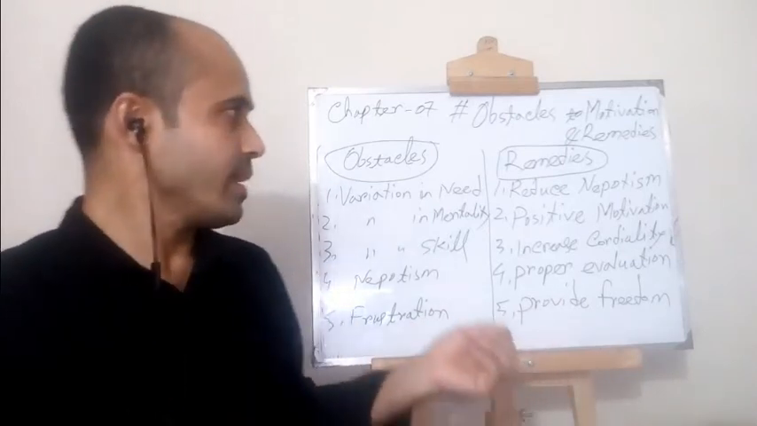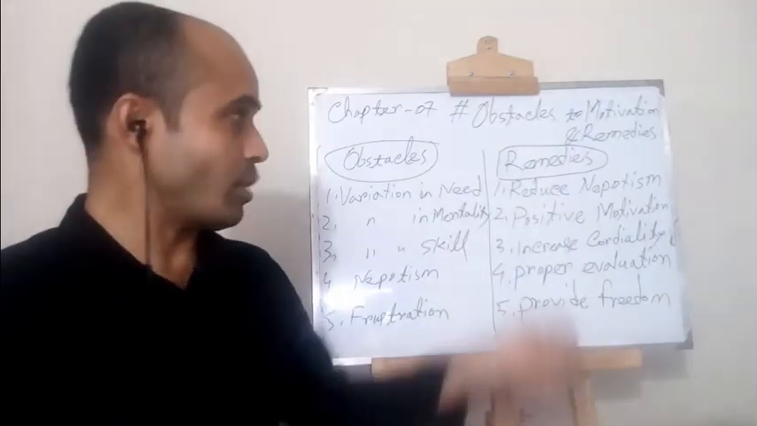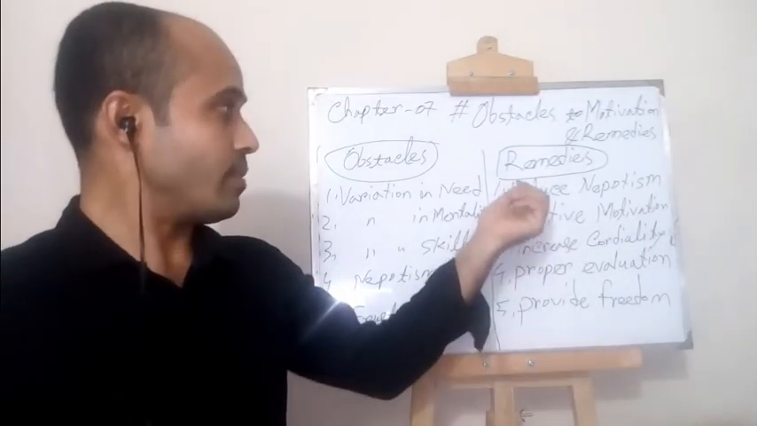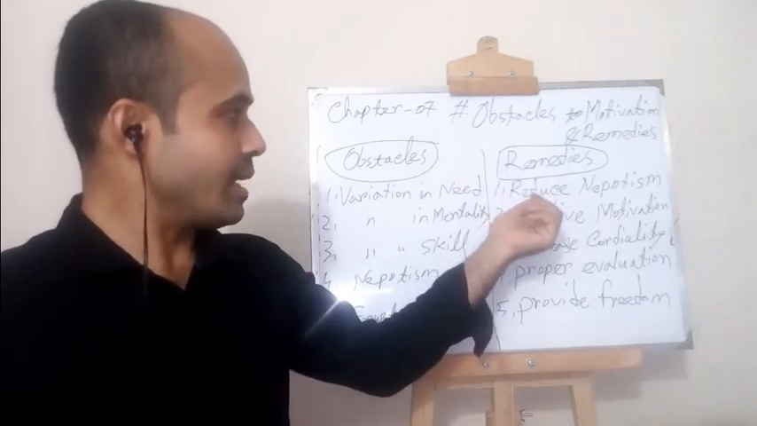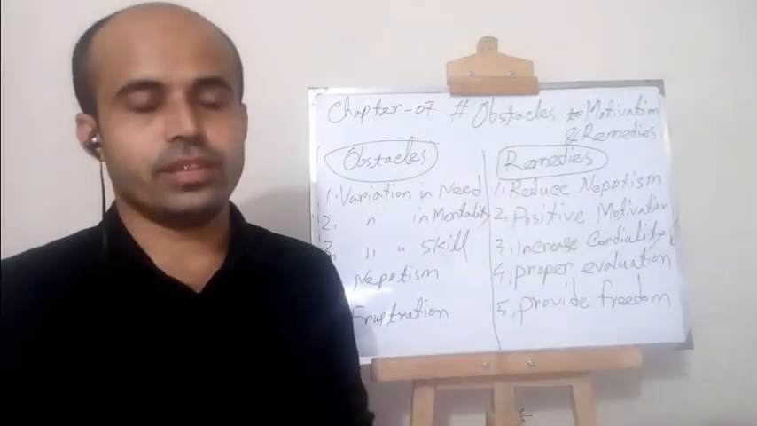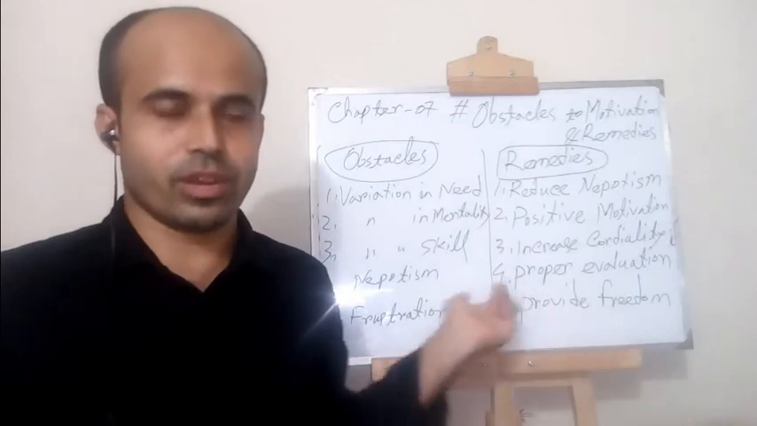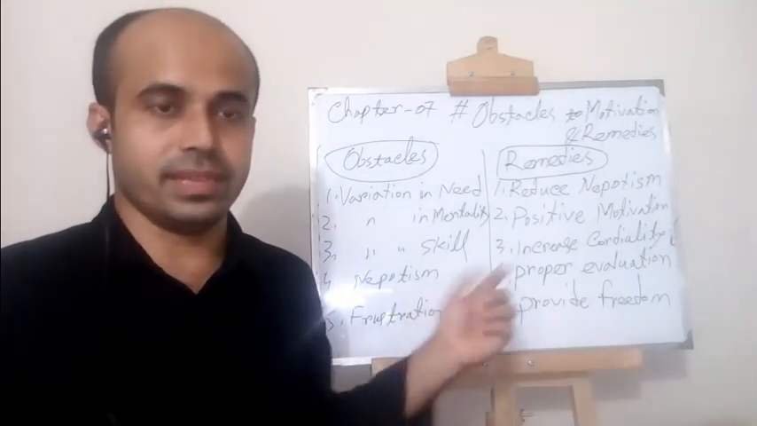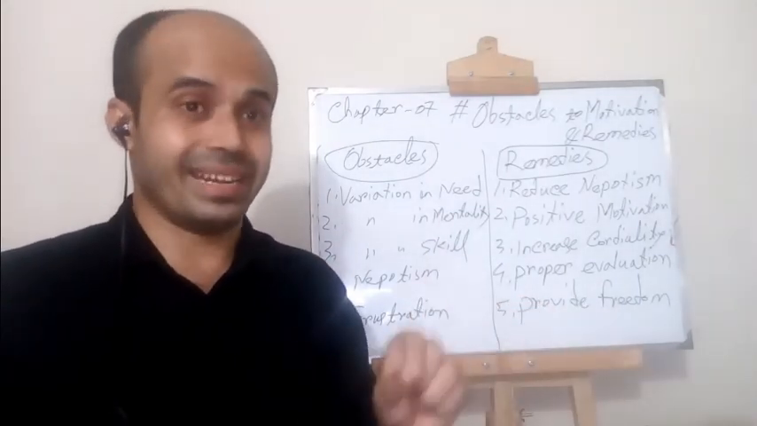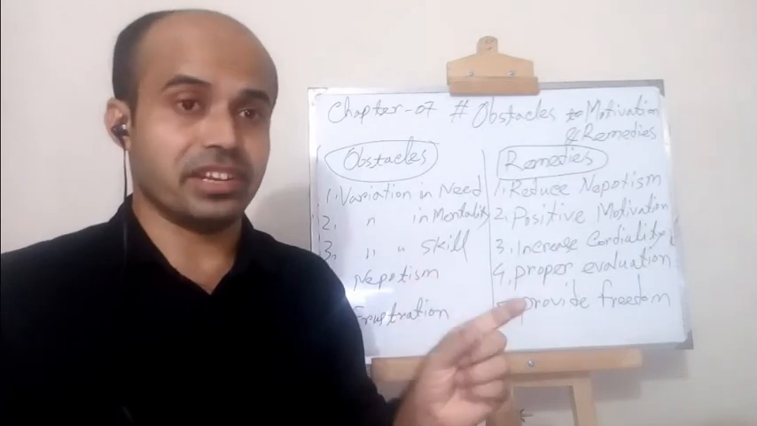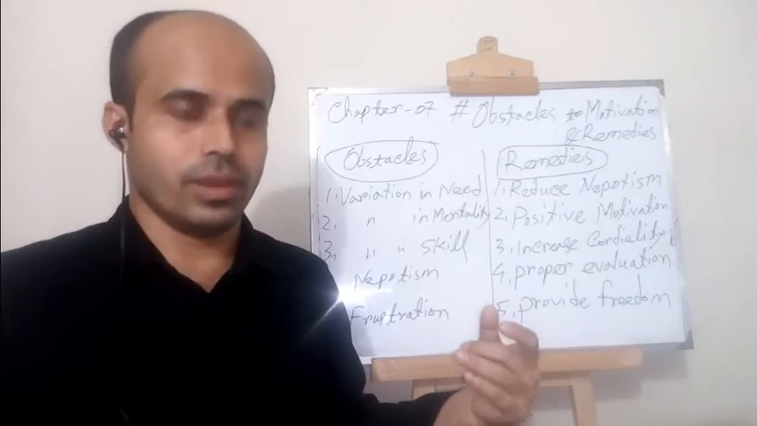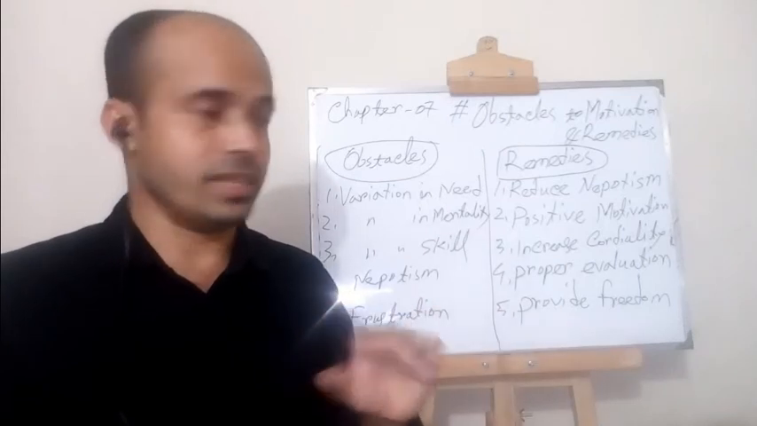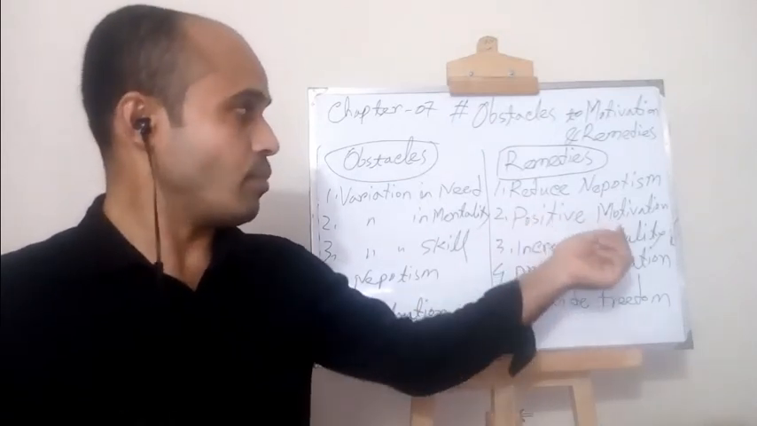Now come to the remedies. What are the remedies? The first remedy is to reduce nepotism. Reduce nepotism means the nepotism I have already discussed previously. This nepotism must be eradicated, must be eliminated. Then the motivation will be provided with similar equality. Next, positive motivation.